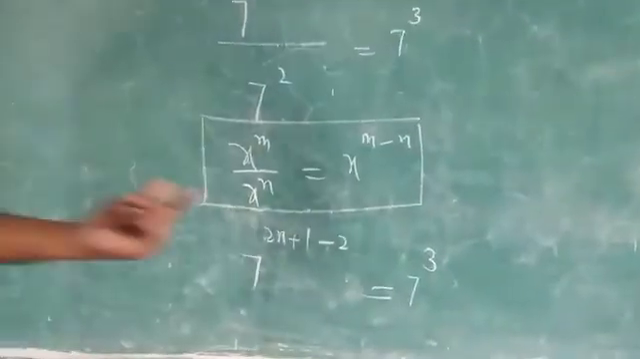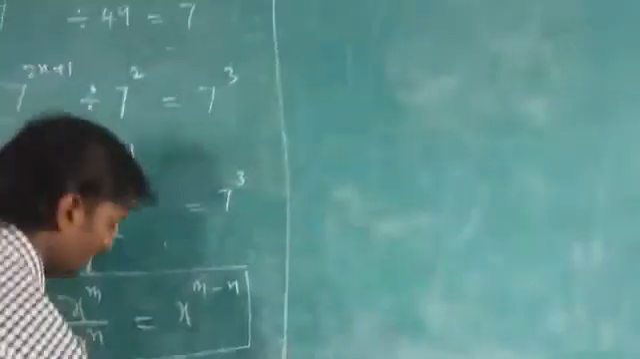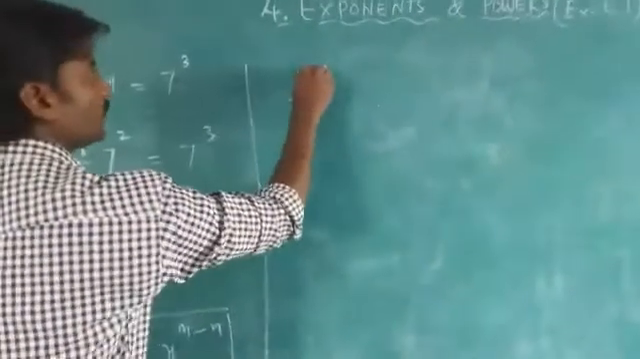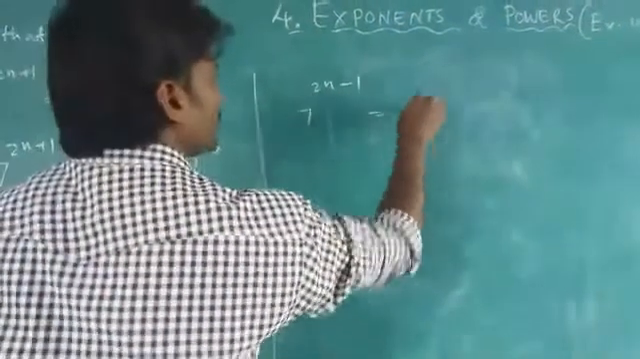Okay children. Now 1 minus 2, children. What is the value of 1 minus 2? So that is minus 1. 1 minus 2 is minus 1, which is equal to 7 cube.